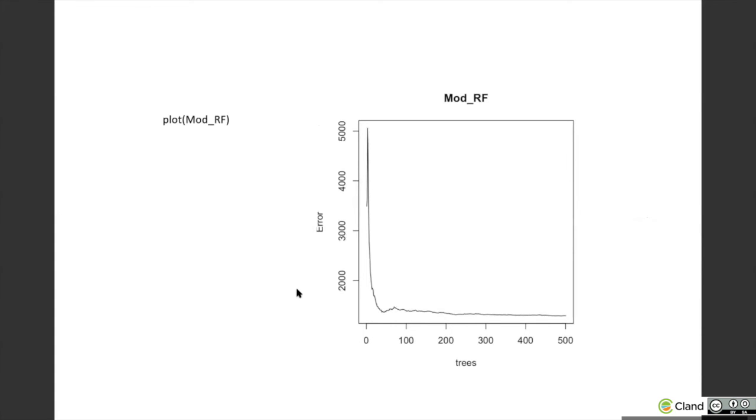So first, it is useful to look at the mean square error as a function of the number of trees in the forest. Here you see the mean square error on the y-axis as a function of the number of trees on the x-axis. So you see that the mean square error decreases a lot at the beginning when we increase the number of trees, but after 200 or 250 trees, it does not decrease much anymore. It means that 500 trees is largely enough. Actually, we could even reduce the number a little bit.